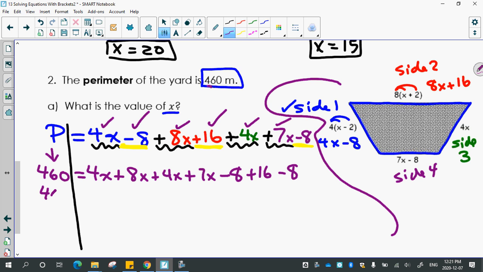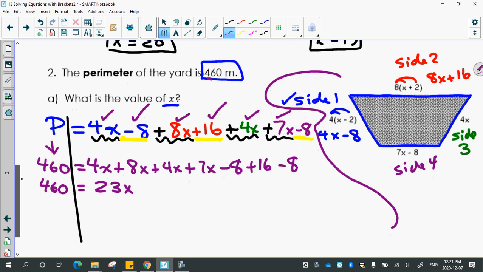So perimeter, still got 460 on the left side, but on the right side I've got 4 and 8 is 12, and 4 is 16, and 7 is 23 x's. But here I've got negative 8 plus 16 minus 8, which gives me 0. Try it on your calculator if you're not convinced. Negative 8 plus 16 gets you to positive 8, and then you take away 8. So you have no number here, which makes the question easier.